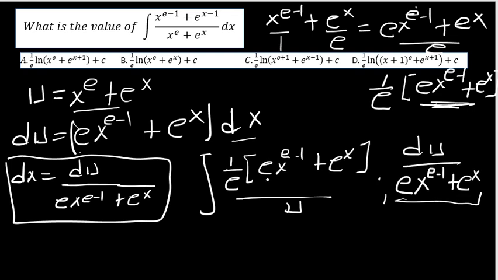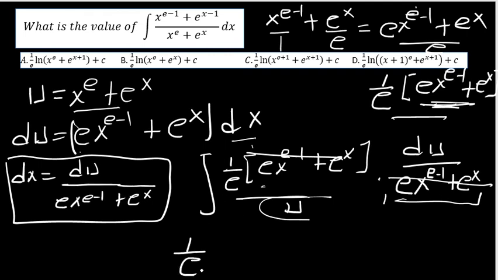The numerator stays as it is after simplification, and the denominator is already substituted by u. Then we can simplify. This one and this one are the same term, so we can cancel each other. So 1 over e is a constant. We can take it out. 1 over e, keep it outside.